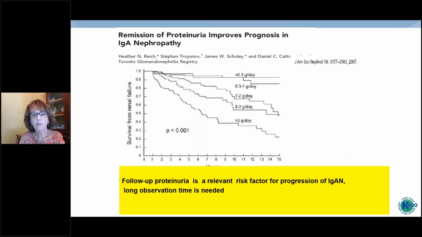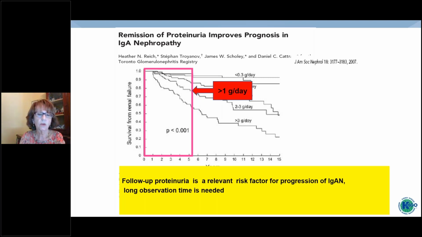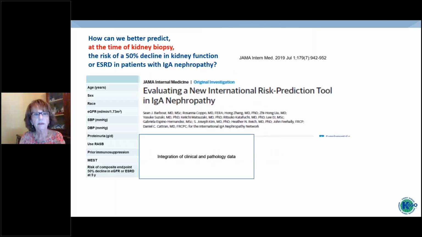We know that follow-up proteinuria is a relevant risk factor for progression of IgA nephropathy, and the threshold of 1 gram of proteinuria per day persisting over time, the so-called follow-up proteinuria, was considered by the KDIGO 10 years ago. However, we need a long observation time and repeated measurement over years to assess this risk factor in individual patients. So we need to know at the moment of kidney biopsy which is the risk of progression for individual patients.